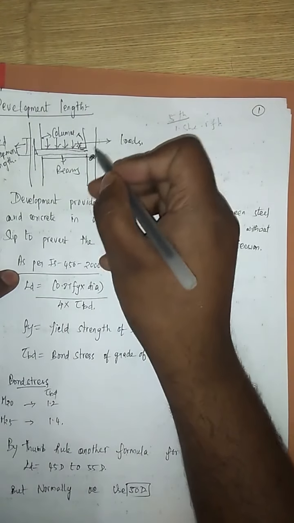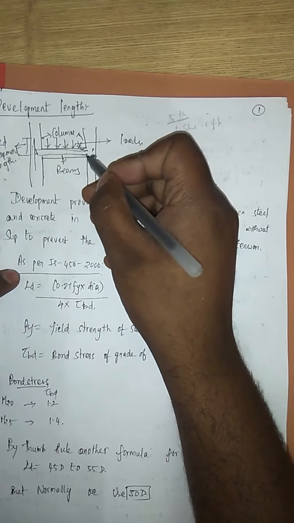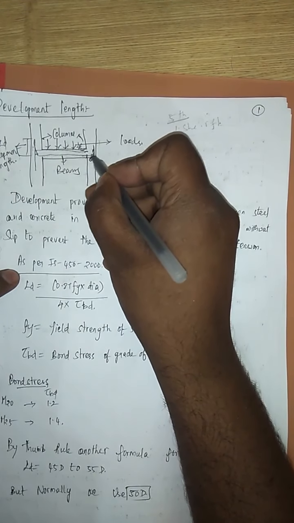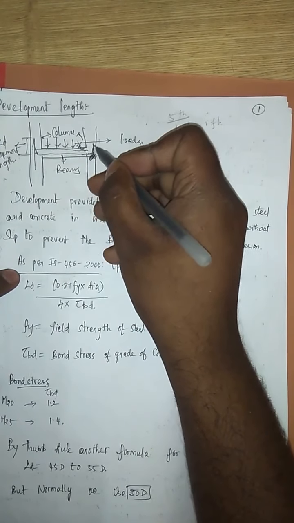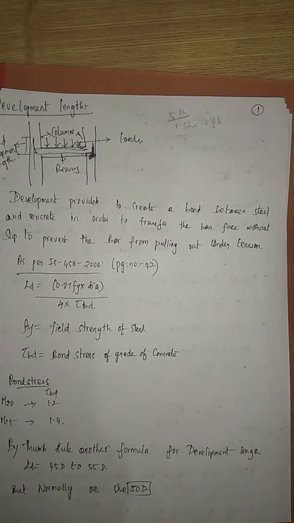So in order to have no slip between the concrete and this steel bar, they are folded in this L shape. So there is no slip. There will not be any slip.